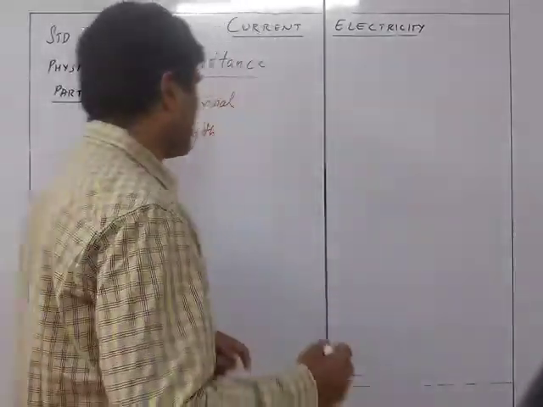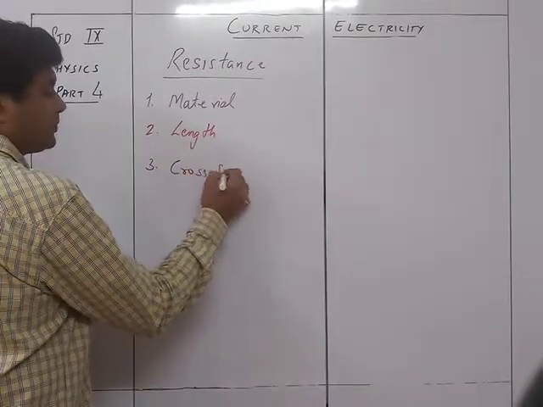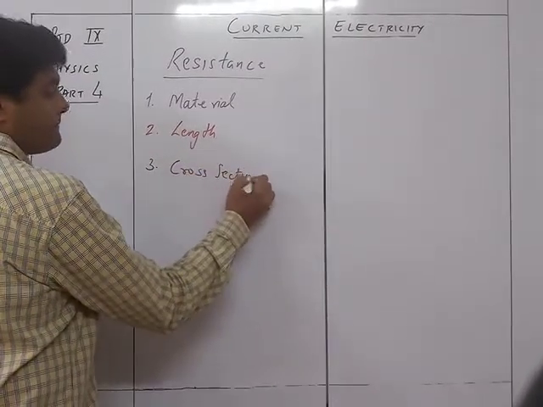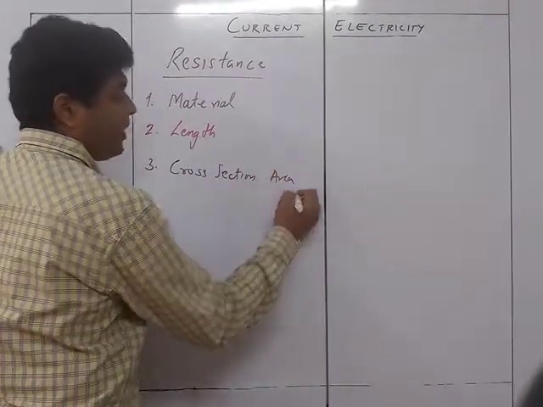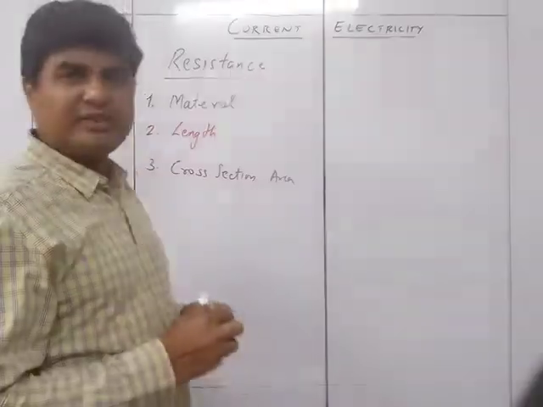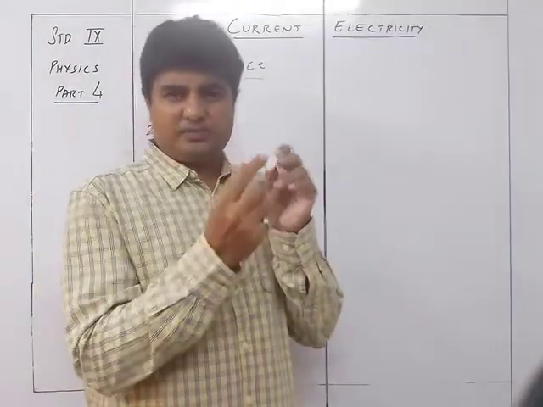The third is the cross-sectional area of the wire. This is the cross-section. What is cross-section? Suppose this is the wire, then this circular part is the cross-section.